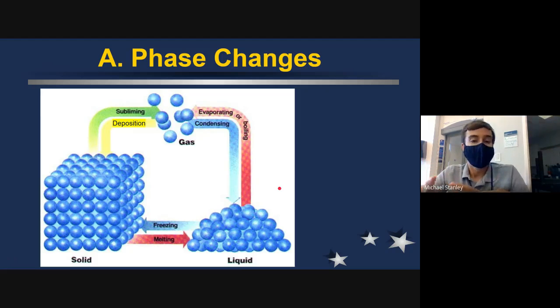All righty. Does anybody have any questions so far about the different phases, the different phase changes, or what it's called when we go between each one?